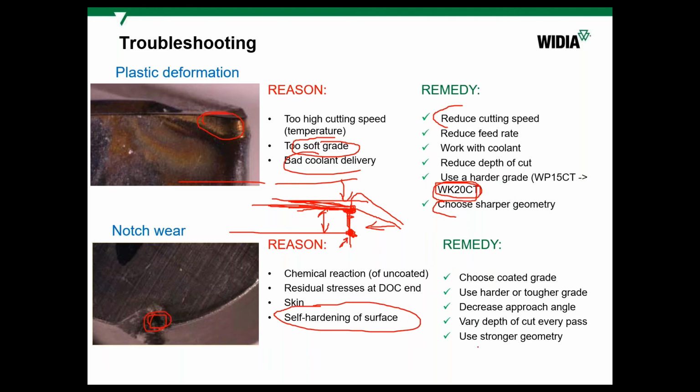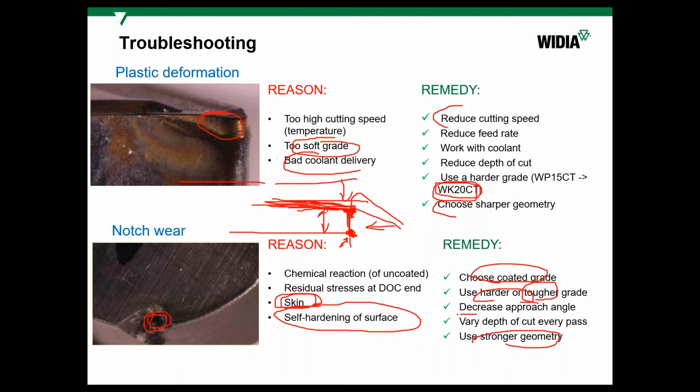So what to do? Use a stronger geometry. Choose a coated grade if it wasn't coated. Use a harder or tougher grade, depending on what it was, because it can be because of skin. Skin is not a stable thing, but it contains inclusions like carbides, and with a harder grade, you get better cutting of skin or resistance to abrasion wear from skin. Or a tougher grade, also because residual stresses are generated when it is self-hardening. So sometimes we need to try a tougher grade.